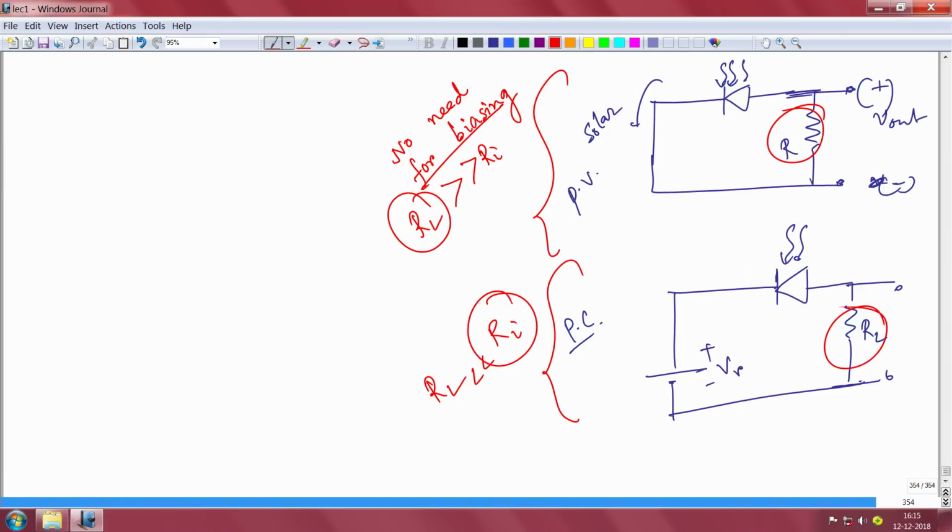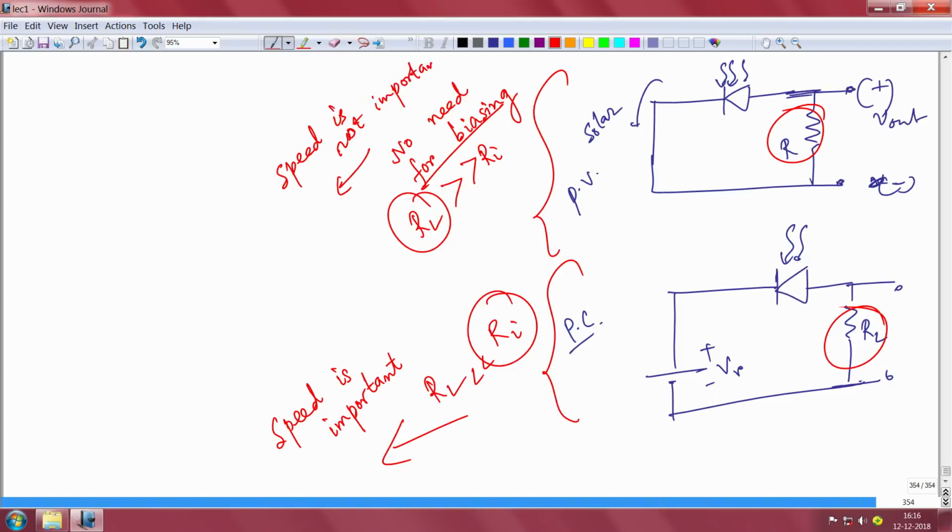So in photodetectors, speed is important. How fast the falling light can turn the detector on and off. In a solar cell, speed is not important, right. Sunlight is not going to be switched on and off during the day so fast, in milliseconds or nanoseconds. Sunlight is there, so you don't have to worry about the speed of a solar cell. But in a photodetector, you have to worry about the speed.